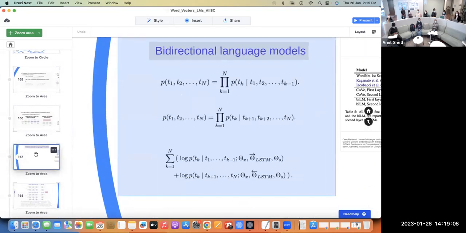So here is the basic formulation. Okay. So you have a probability of t_k, which is a word, looking at the left context, t_1 to t_(k-1). You have the word and the right context, t_(k+1) to the end of the sentence. And you then calculate this probability. Basically, the plus is being put here. It's plus, not plus. Basically, you're merging this probability in some way. What is the way? I'll come there.